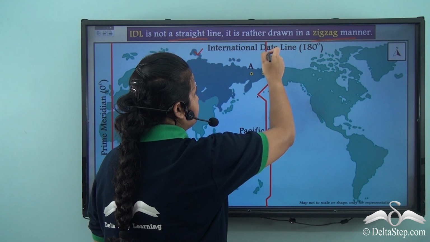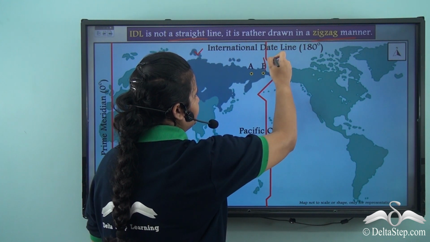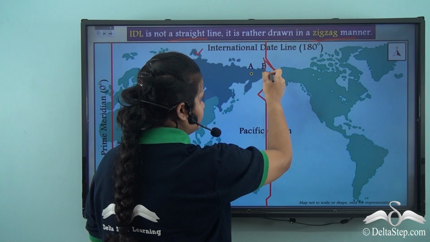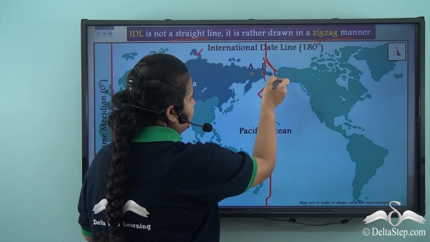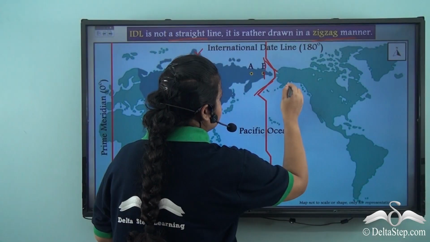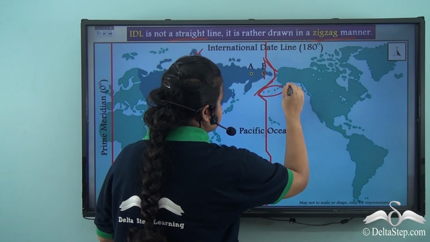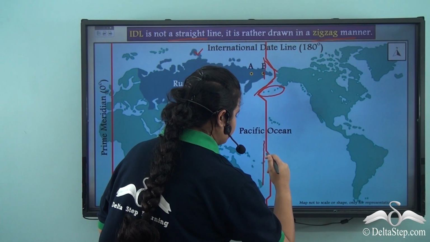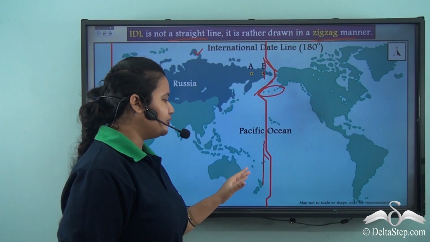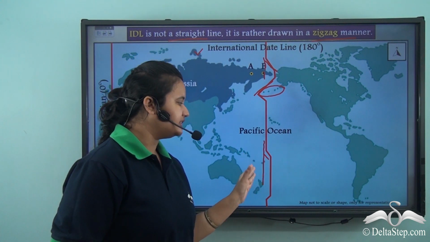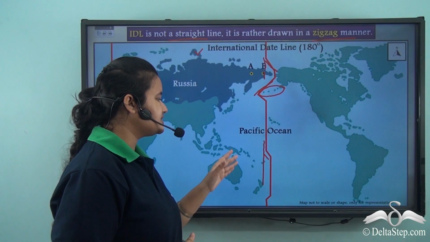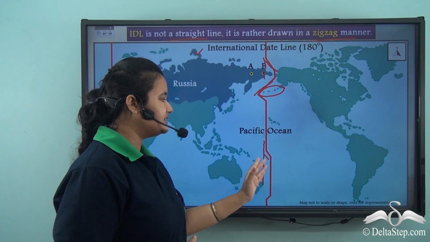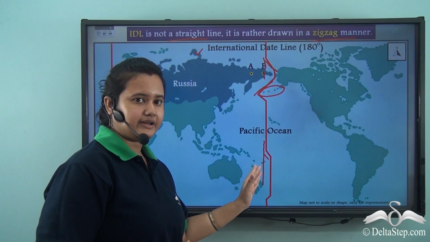See here, the line does not move straight, rather it bends to the east to avoid passing through Russia. Again here the line bends to the west to include all the island groups on one side of this line. Again it bends to the west to avoid passing through any of these islands, or in other words, so that all these Indonesian islands lie on one side of this line.